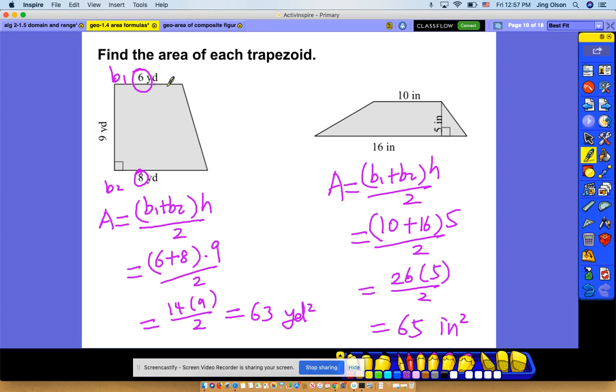If you don't know the formula, you can actually break this one into a rectangle and a triangle. Find the area of the rectangle, find the area of the triangle, and add them up. Now this one, you just have to use the formula. We don't know the base of each triangle if you break it. This one is easier with the formula.